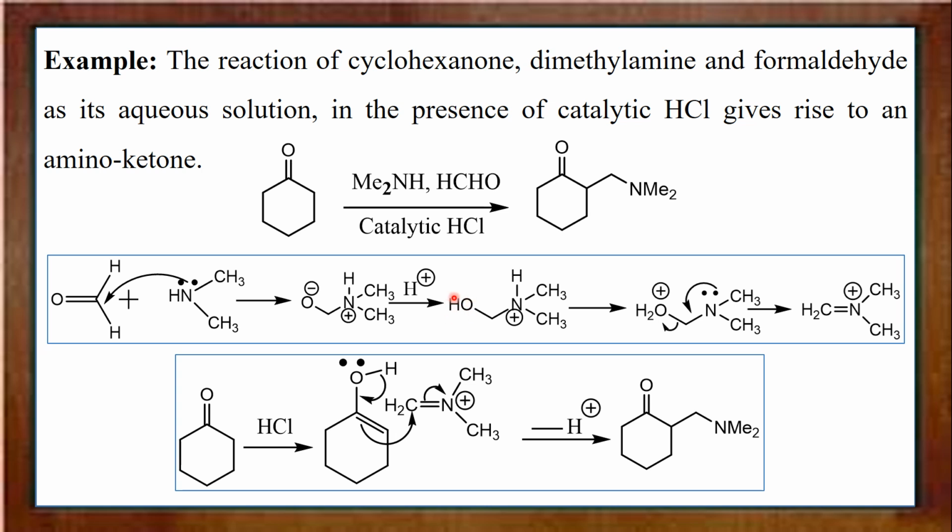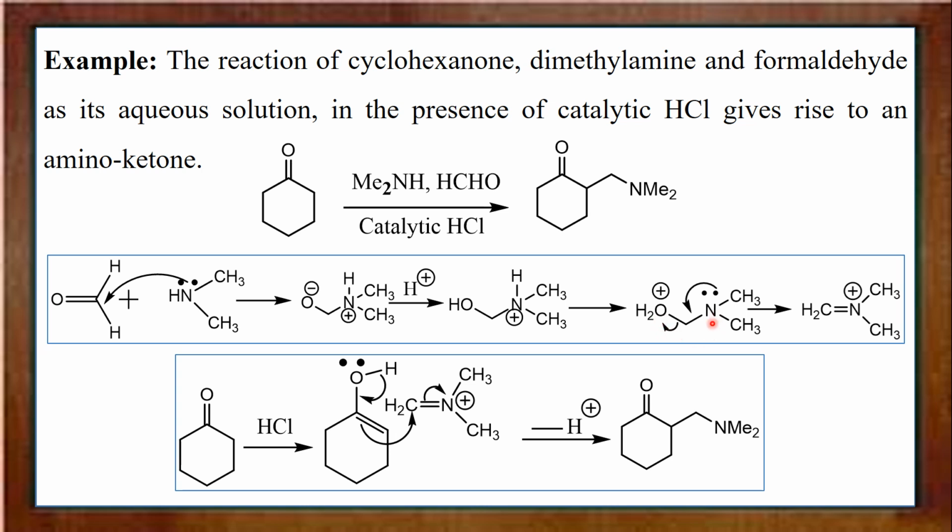Suppose it is protonated from acid, nitrogen is still holding positive charge. Therefore, this hydrogen will be removed as a proton. That proton will protonate this OH group. Therefore, the OH is protonated here to form an oxonium ion, which is a very good leaving group.